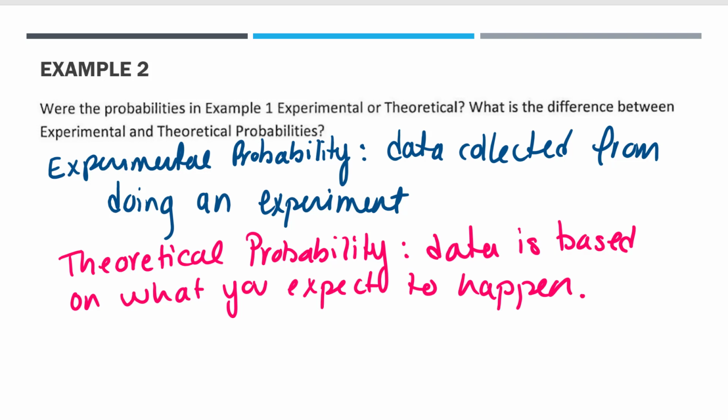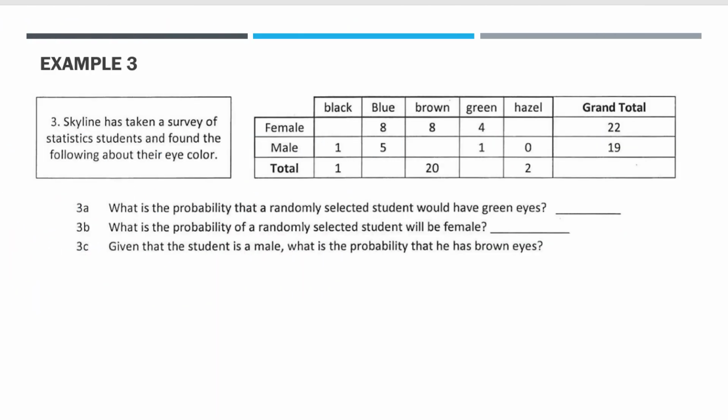So let's go back to our question. Were the probabilities in example 1 experimental or theoretical? In example 1, they were experimental because there was actually an experiment conducted where they asked people if they liked the ride or not.